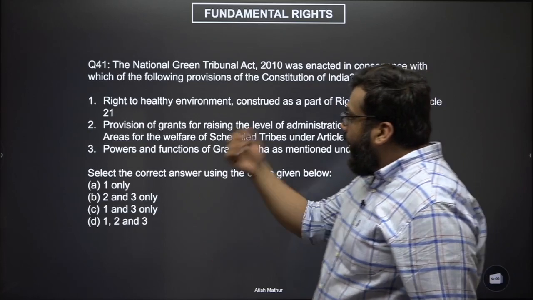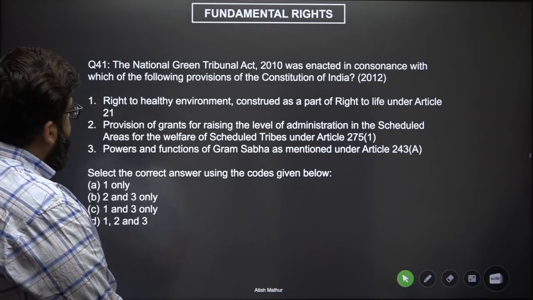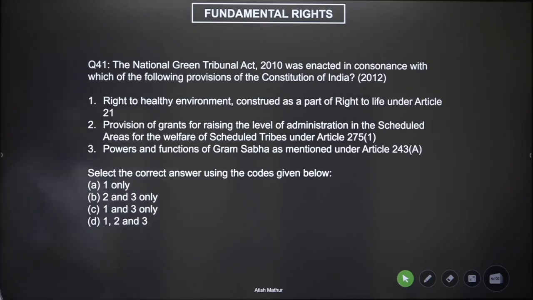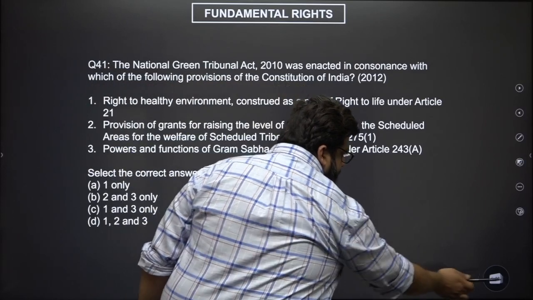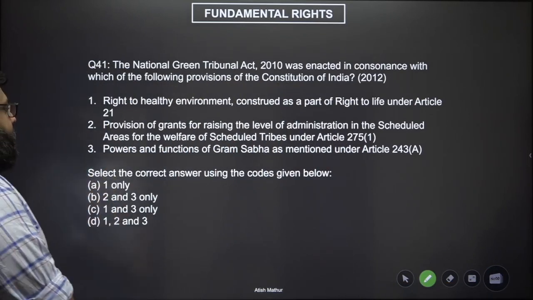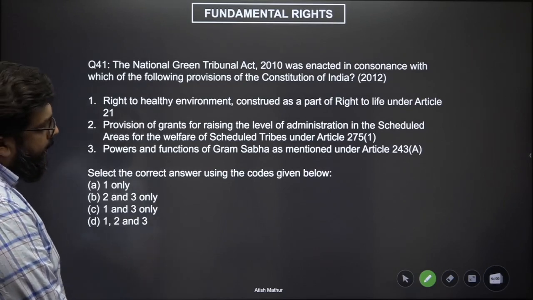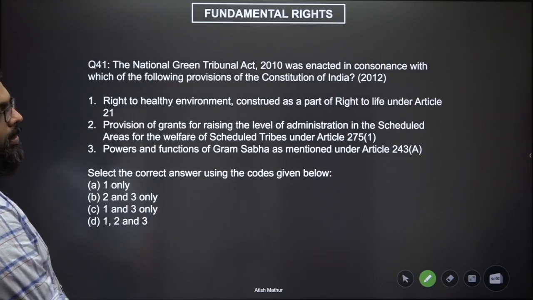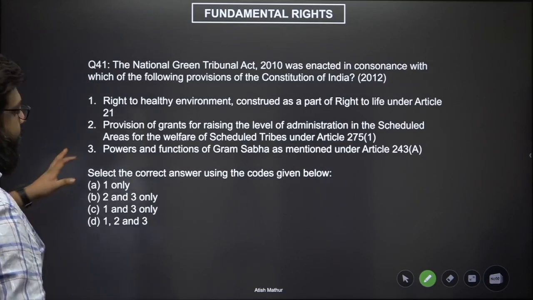41. The National Green Tribunal Act of 2010 was enacted in consonance with which of the following provisions of the Constitution of India? One, the right to a healthy environment construed as a part of right to life under Article 21. Two, the provision of grants for raising the level of administration in the scheduled areas for the welfare of scheduled tribes under 275(1). Three, powers and functions of the Gram Sabha as mentioned under Article 243A. Alright. Now, just to prove it, they've given you the article numbers also.